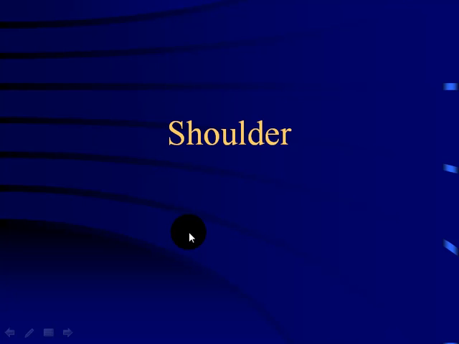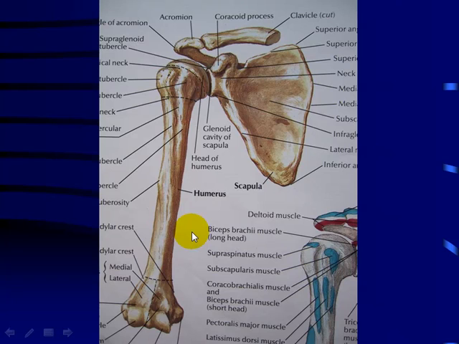Let's now move on to the shoulder. The shoulder is comprised of the humerus, the head of the humerus. The scapula has both the glenoid portion that articulates with the humeral head, and also this is the acromion, which arises off the spine of the scapula, articulating with the clavicle. So this complicated complex of structures comprise the shoulder joint.